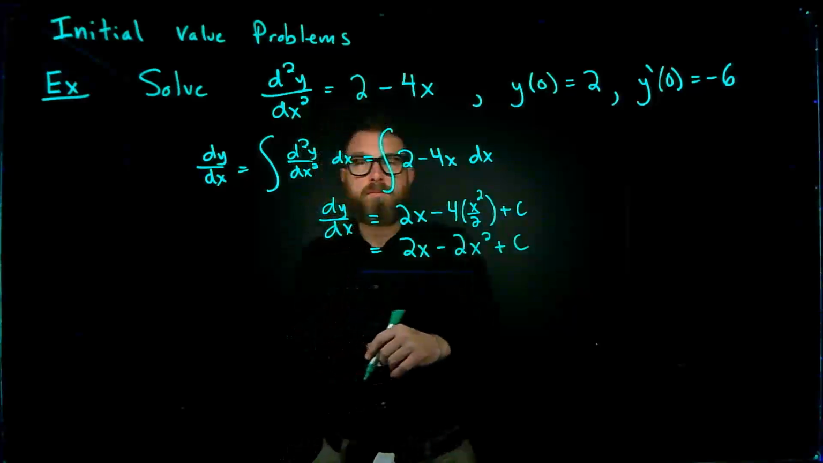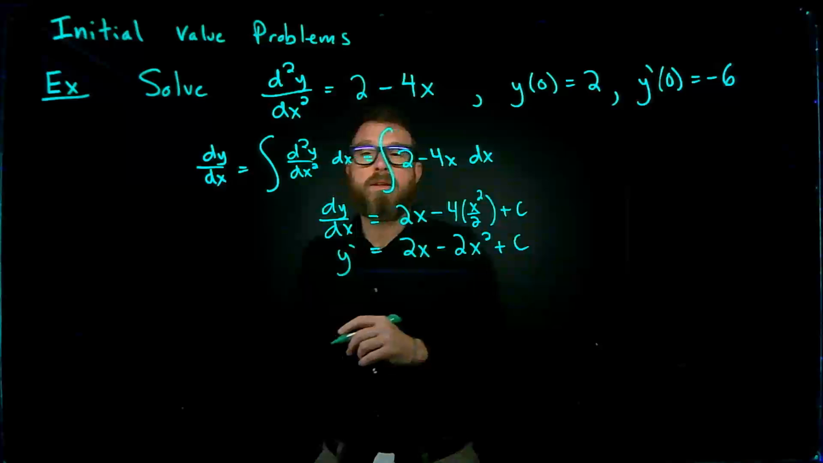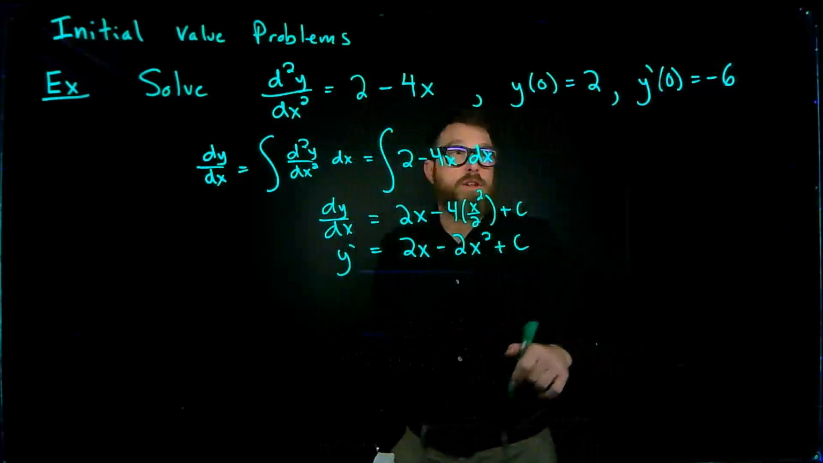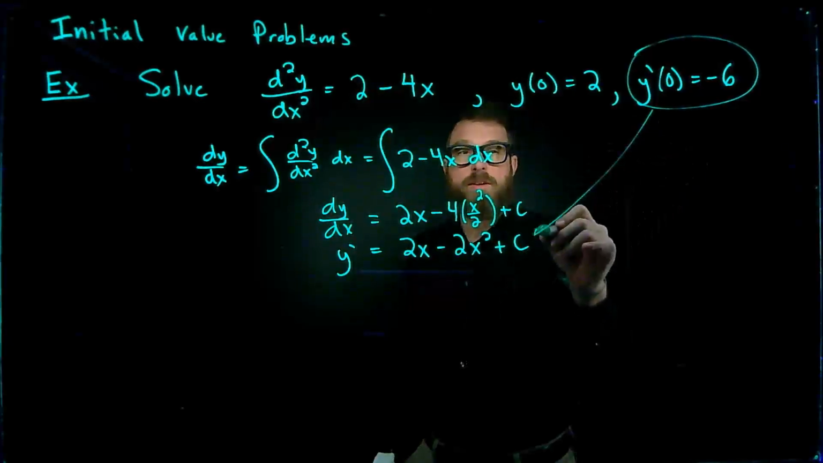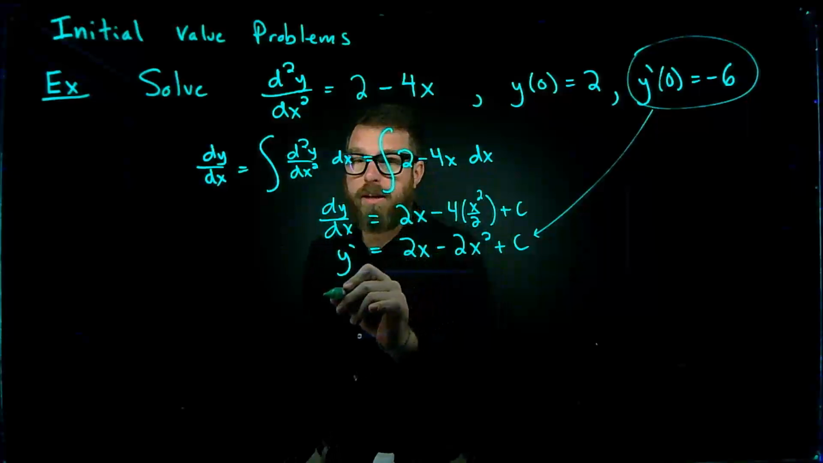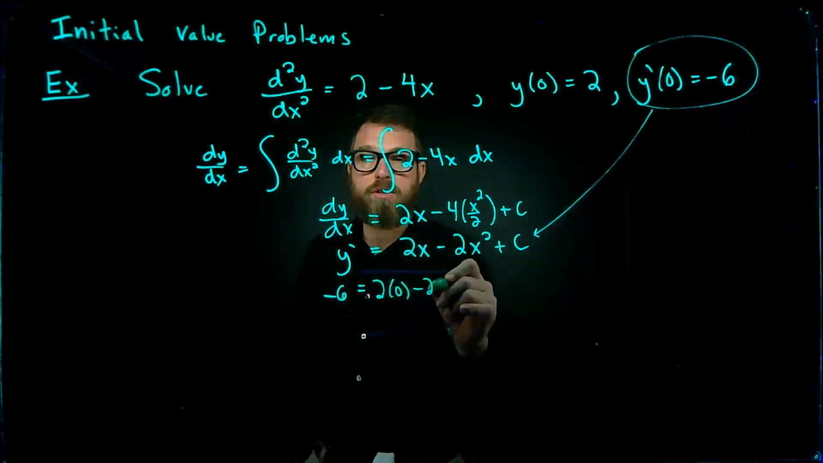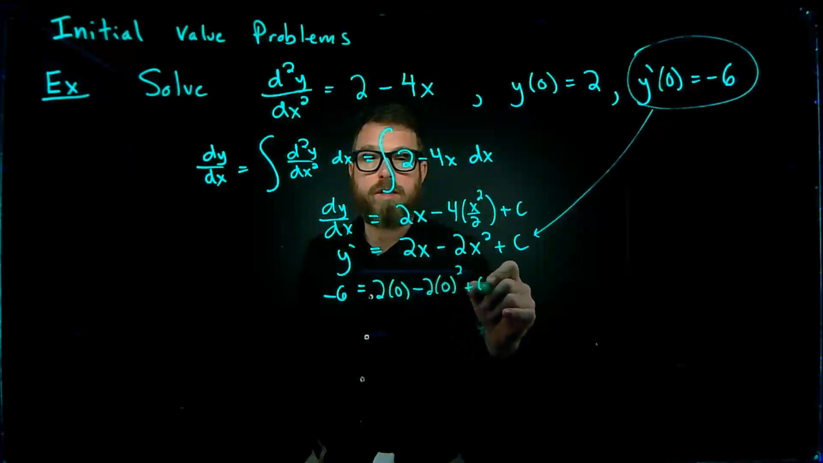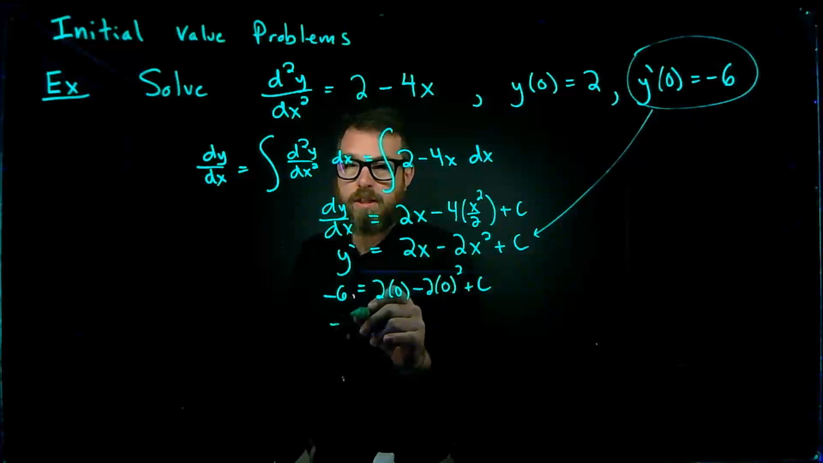All right. Now dy/dx is the same thing as saying y prime, right? So what I get to do is use this initial condition because this is that first derivative, and plug that in here. So when I plug in x equals 0, this y prime better be equal to negative 6. So negative 6 is equal to 2 times 0 minus 2 times 0 squared plus c. Again, all those will annihilate. So then, c is equal to negative 6.